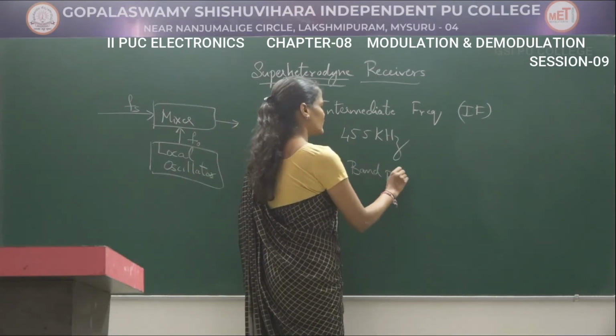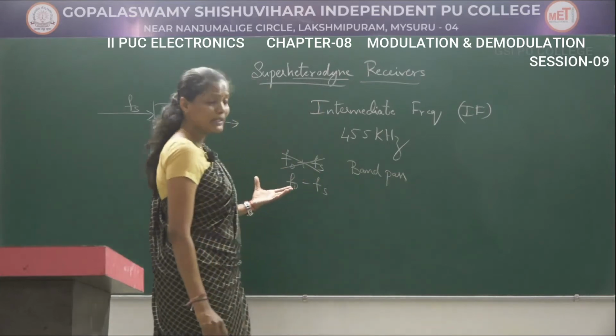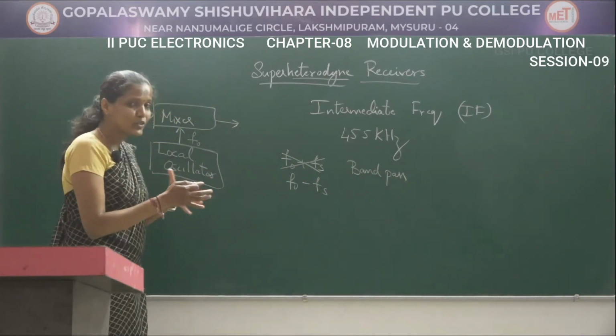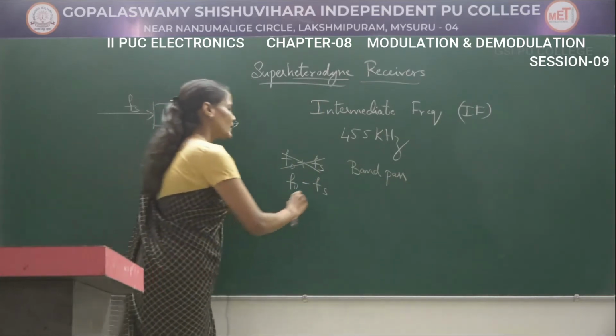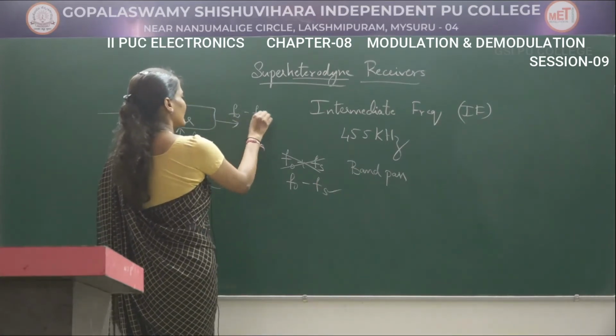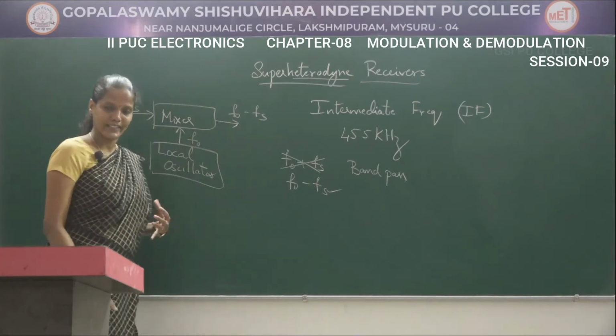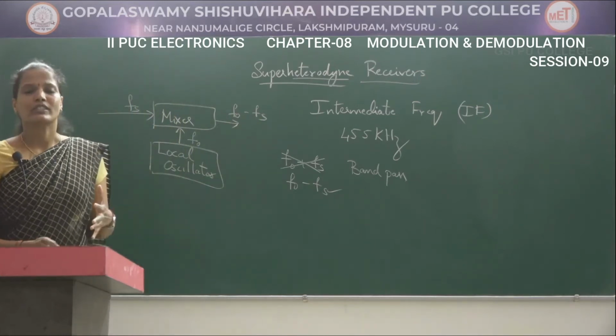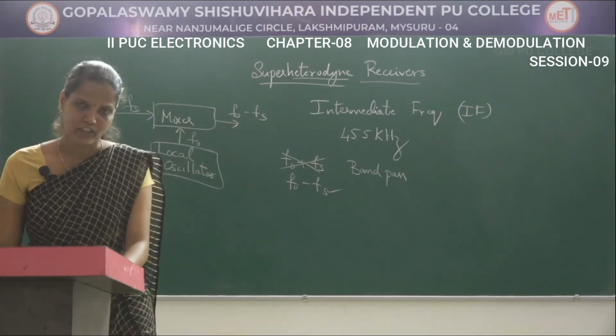Using a band pass filter, we are going to eliminate the sum of these two frequency signals and retain only the difference of these two signals, that is F0 minus Fs. So this itself is what is called the heterodyne action.